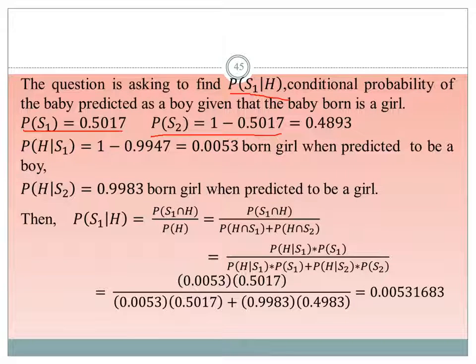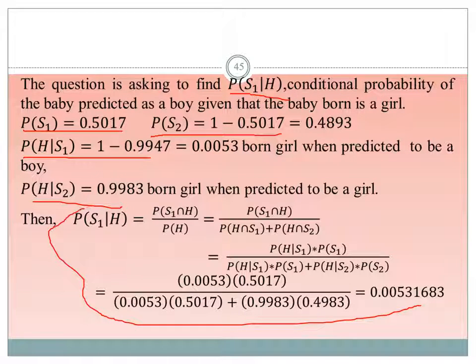Alright, so probability of H given S2 is 0.9983, born girl when predicted to be girl. This is directly given. But in this case, the probability given is 0.9947, born girl when predicted to be boy. So then we can directly apply Bayes rule and we'll get that answer. Directly write down that formula, substitute everything, then we'll get that answer. That is easy.